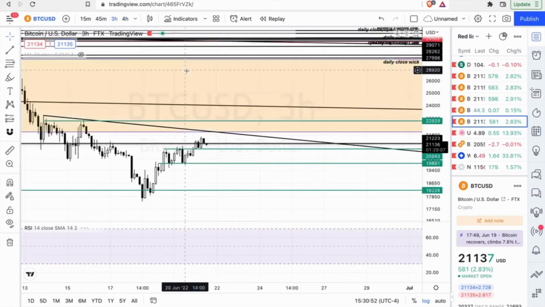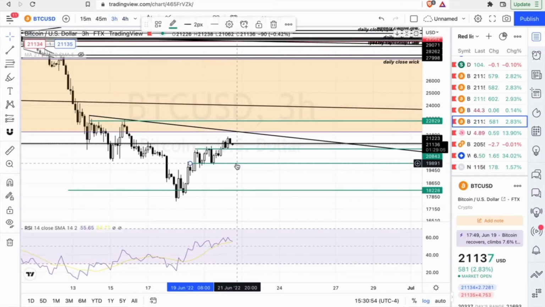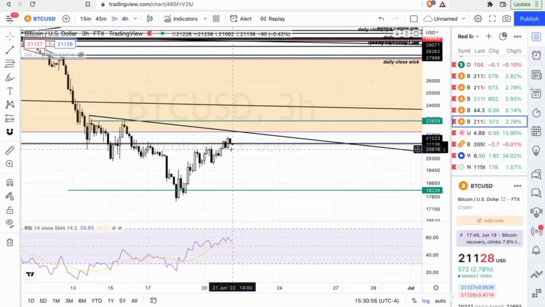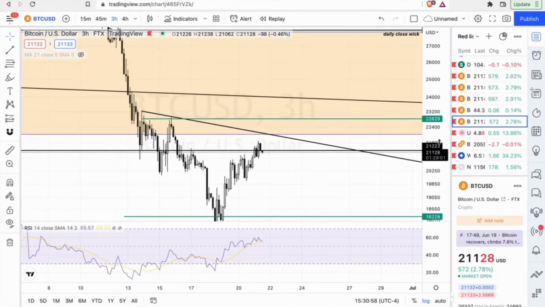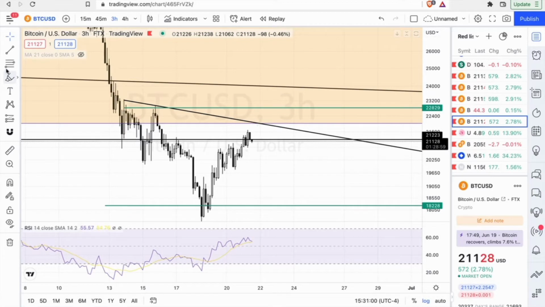Anyways, so that's pretty much how I like to put the price action in a range. And now I'll show you guys what I'm looking at for the immediate short-term future and my prediction on where Bitcoin will be going today.